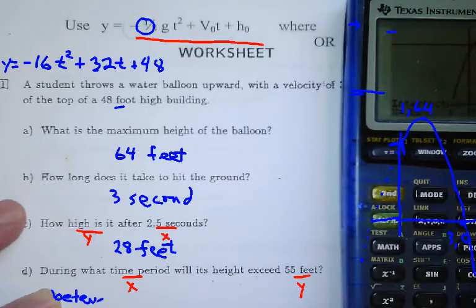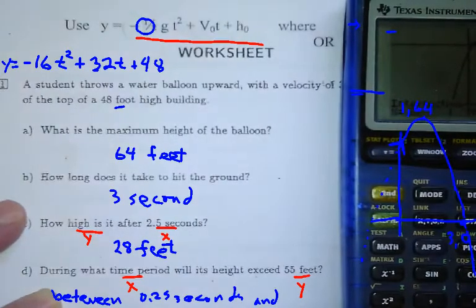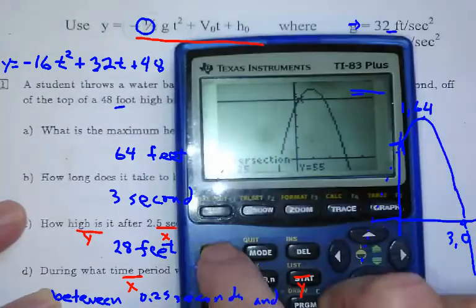1/4 of a second, 0.25 seconds, and between 0.25 seconds and what's the other value? Well, I go do the same thing again.